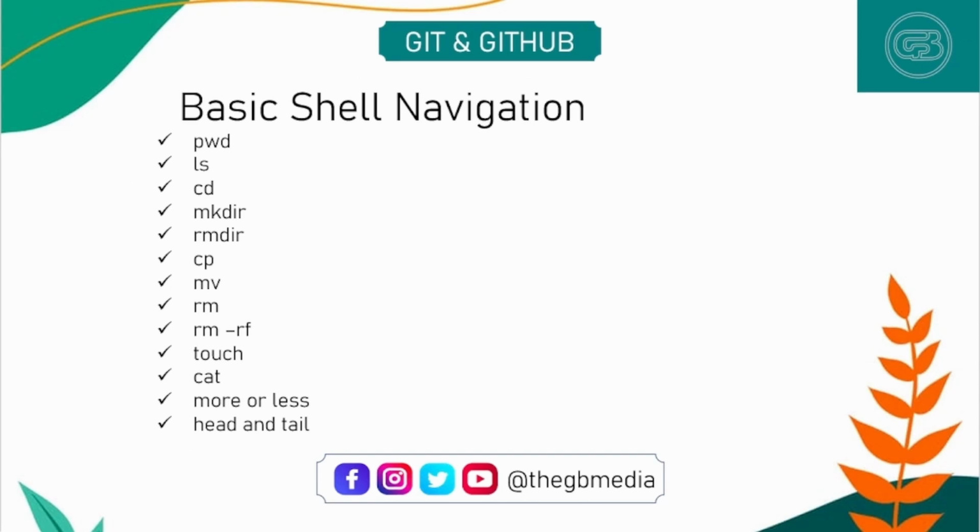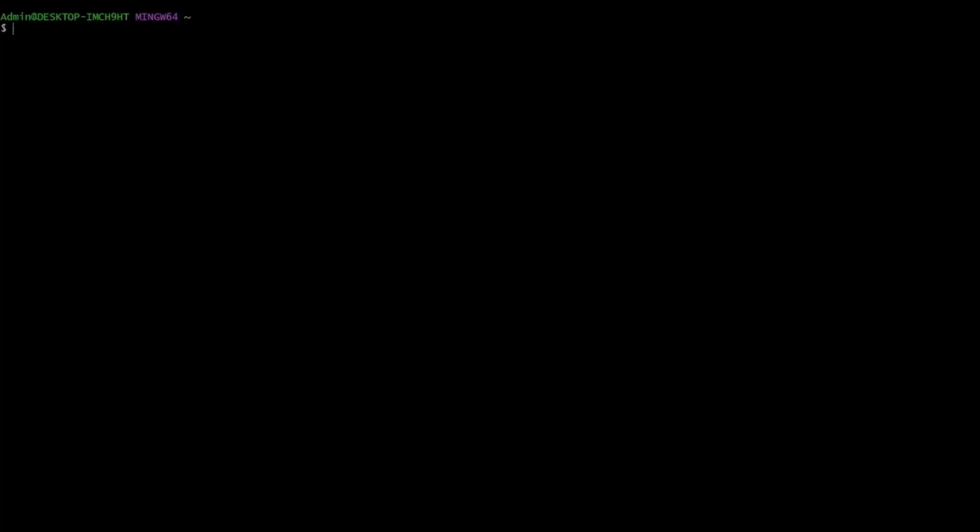Okay, the first on my list is pwd. So let's go back to Git Bash. If you look at this, it's very small. If I want to make it big, you just use Control and plus. That will be used to zoom in, and Control and minus will be used to zoom out. So let me make it big. I think it's okay like this.